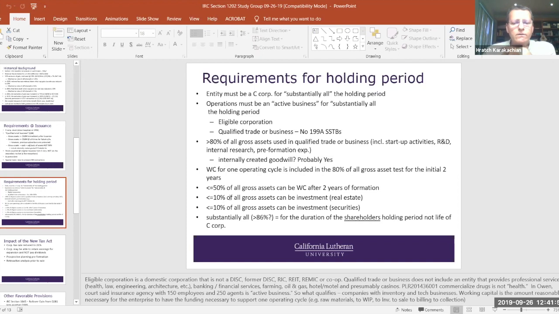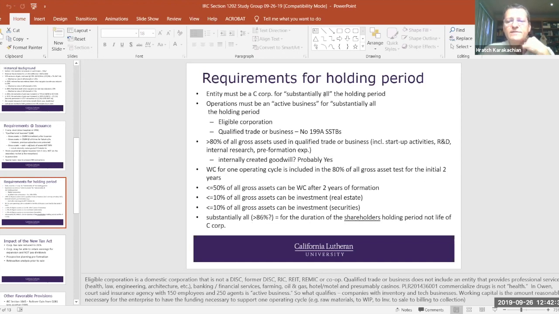And then more than 10% cannot be held in investment real estate. But if the real estate, if it's a research lab, for example, if the real estate is owned by the corporation and being used as a research lab, that would be okay, and that would be included in the 80%. But if it's an asset being held purely for investment purposes, and it's not being used in the operation, it wouldn't be included. Same with investment securities that are being held for investment purposes.